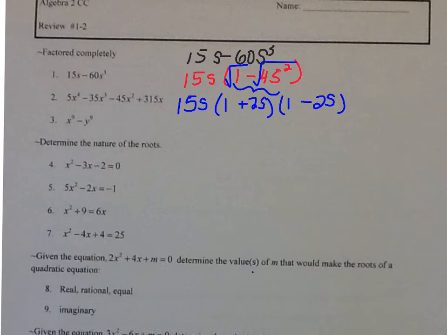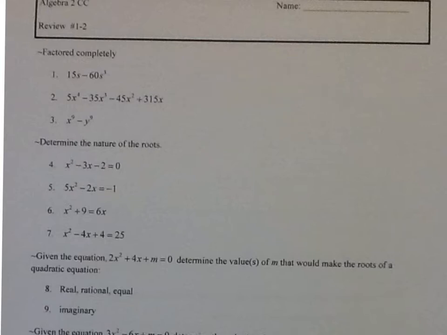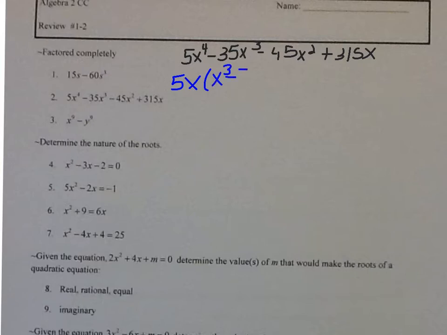All right, so let's take a look at number 2. I noticed that it is 4 terms. Now remember, just because it's 4 terms doesn't automatically mean it'll be grouping. Remember, always look for a GCF first. So we have 5x to the 4th minus 35x to the 3rd minus 45x squared plus 315x. I notice there is a GCF, and that GCF is 5x. So I'm going to factor out the 5x, and then I'm left with x to the 3rd minus 7x squared minus 9x plus 63.